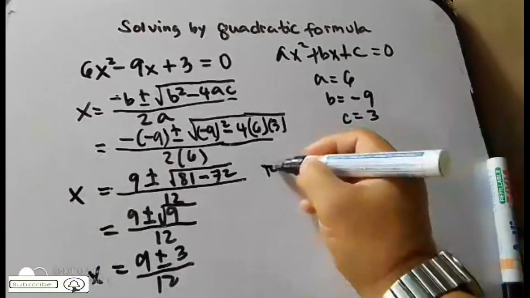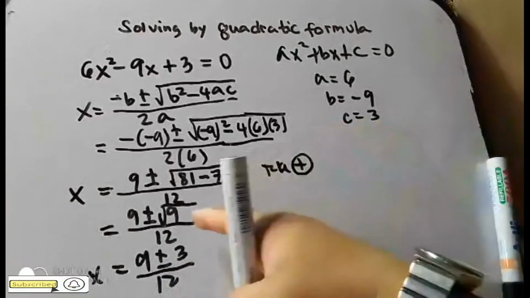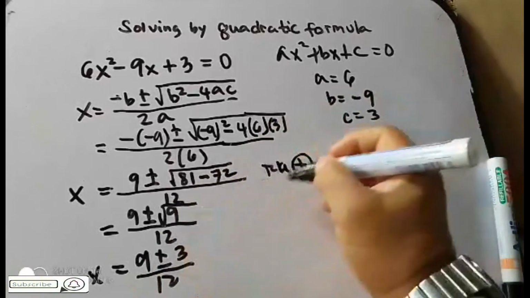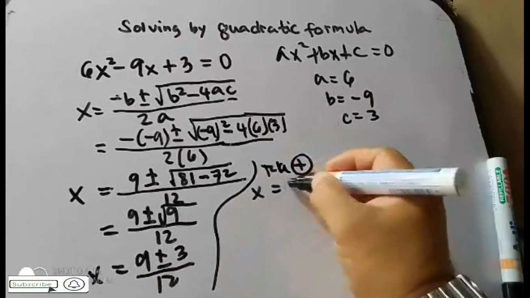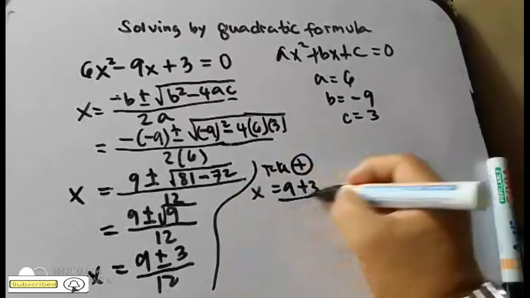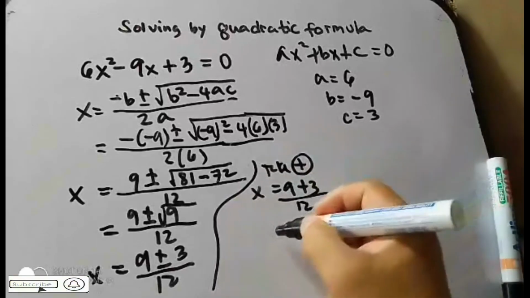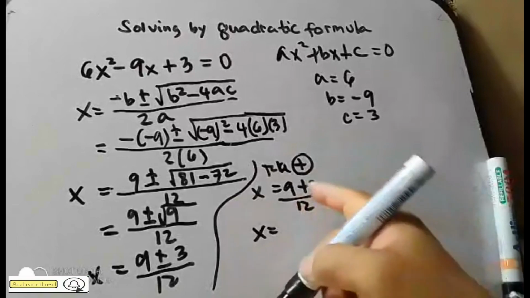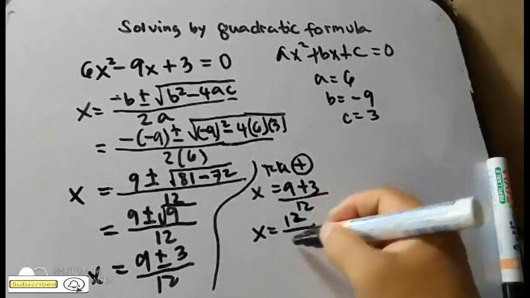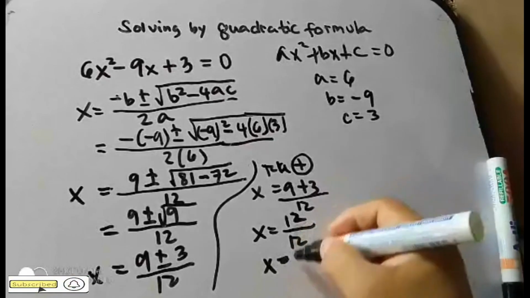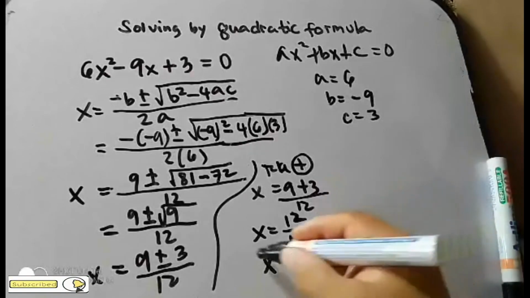Positive sign, take positive sign. Ito. So, x was 9 plus 3 over 12. So, yung x 12 over 12, so yung x value ay, 12 divided 12 ay 1.